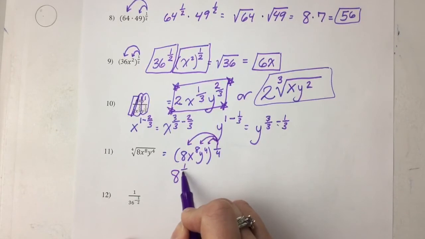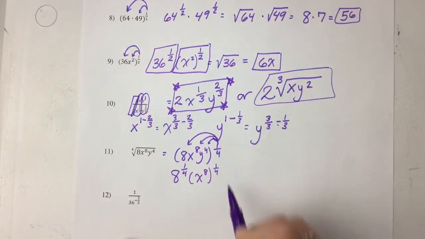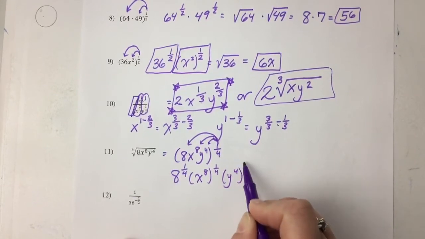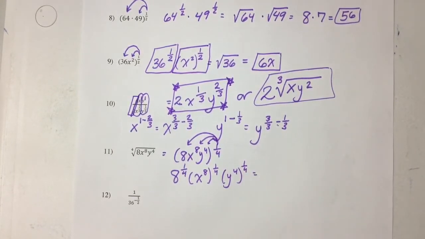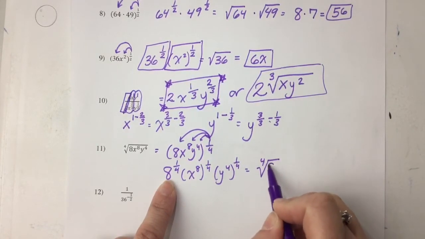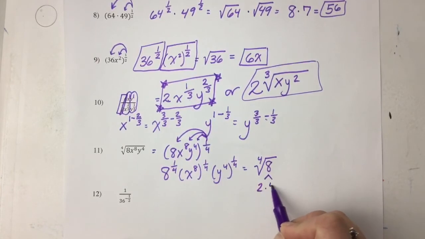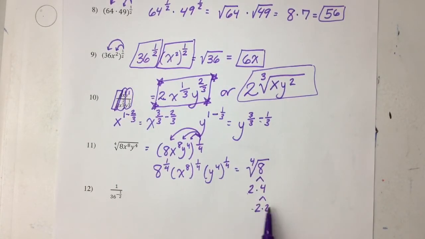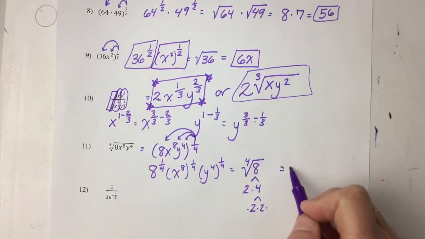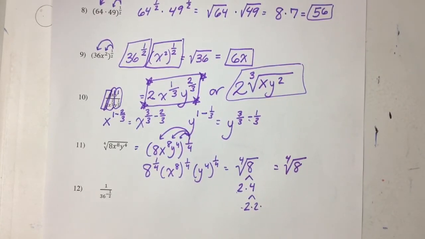So 8 gets an exponent of 1/4. X to the power of 8 gets an exponent of 1/4. Y to the power of 4 gets an exponent of 1/4. Okay, now if I go ahead, this is a 4th root of 8. Now I can't break that down because 8 is 2 times 4 and 4 is 2 times 2. I only have 3. In order to break it down, you would need 4. So your final answer is going to contain a 4th root of 8. It can't be simplified, okay?